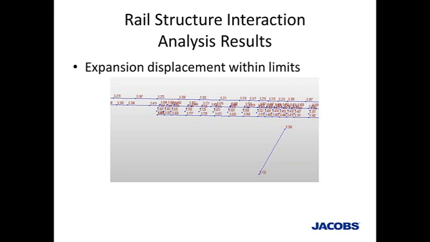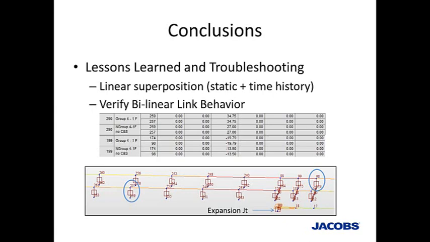So a couple of conclusions here, and just kind of good ways to troubleshoot the model. The first one Sean hit on a little bit earlier is the idea of linear superposition, that we cannot combine a static and a time history nonlinear analysis in order to really get the springs to behave nonlinearly for both of those forces applied at the same time. And that gets complicated for several reasons.